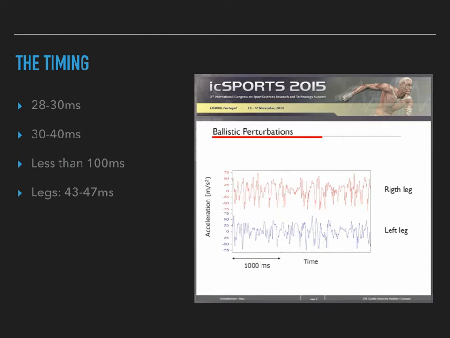So this is looking at the actual timing of how long it takes a stretch reflex to initiate and then force a muscle contraction. It's a 1A afferent signal going back to the muscle. From 28 to 30 milliseconds, we see that we have enhanced electrical activity in the muscle. From 30 to 40 milliseconds later after that, there's then a full muscle contraction. So in a time of less than 100 milliseconds, we can have a maximal muscle contraction if it's a situation where, let's say we trip, we fall, and we have to avoid smashing our face into the ground, right? So it's helping us to survive. The legs take a little bit longer due to the distance that it has to travel.